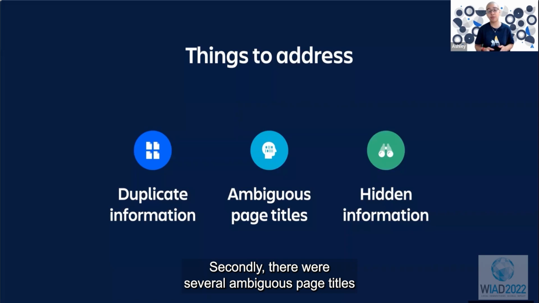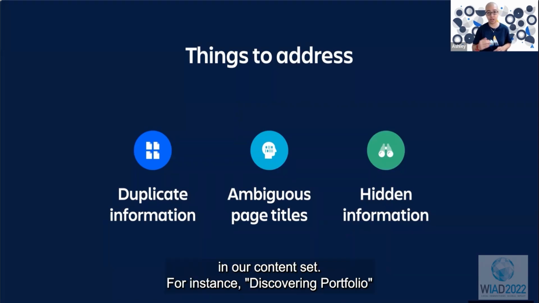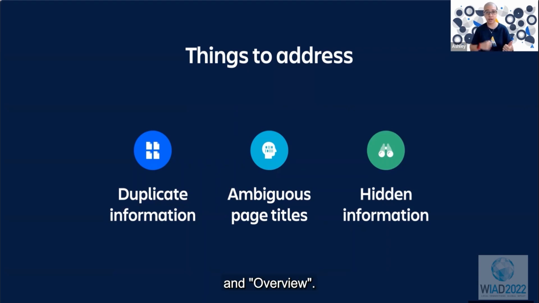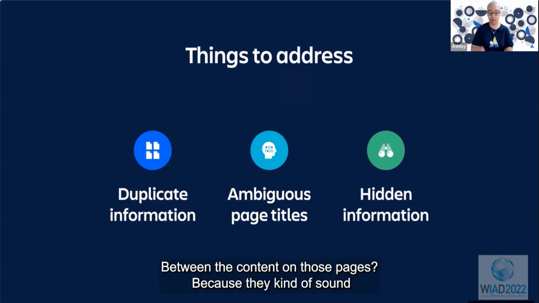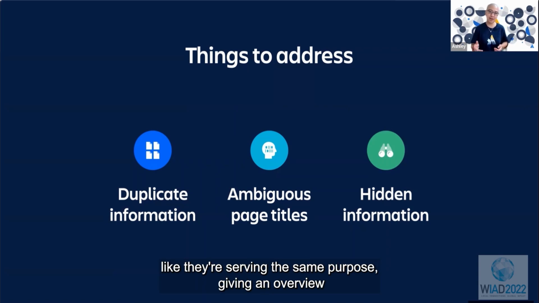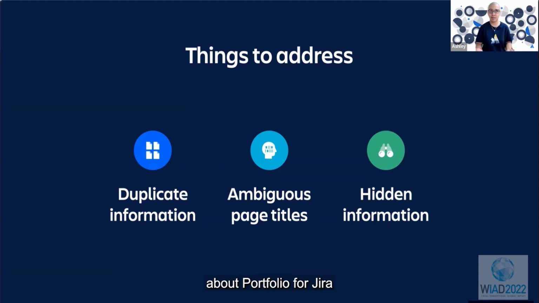Secondly, there were several ambiguous page titles in our content set. For instance, discovering portfolio, and overview. Which is which? What's the distinction between the page titles, between the content on those pages? Because they kind of sound like they're serving the same purpose, giving an overview about portfolio for JIRA so you can discover about the product. Yeah, so it was too ambiguous.